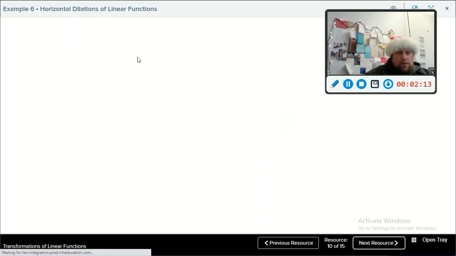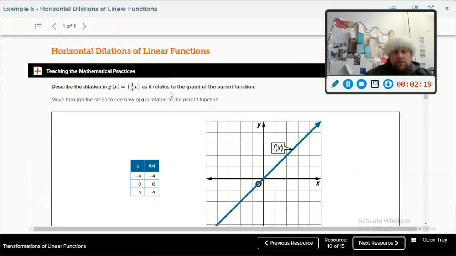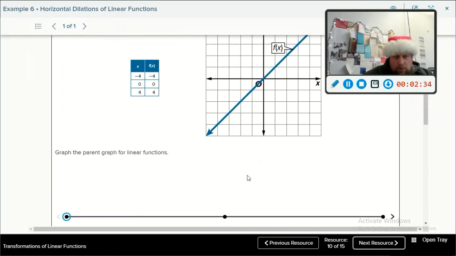We're going to talk about horizontal dilation. So that's the vertical dilation, right? It stretched it vertically. But what about if we want to stretch it horizontally? I'm just hitting this briefly because we talked about this again yesterday. But describe the dilation in g of x equals 1/4 times x as it relates to the graph of the parent function. Okay? Well, in this case, move through the steps below.